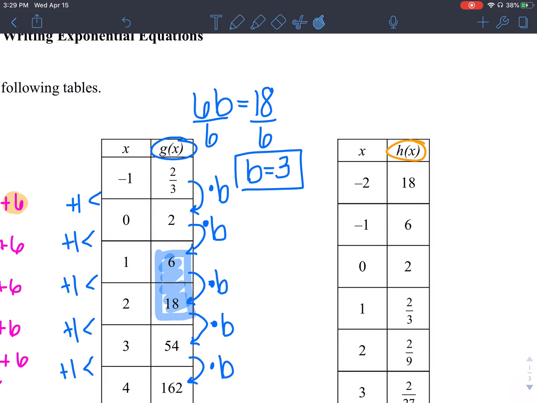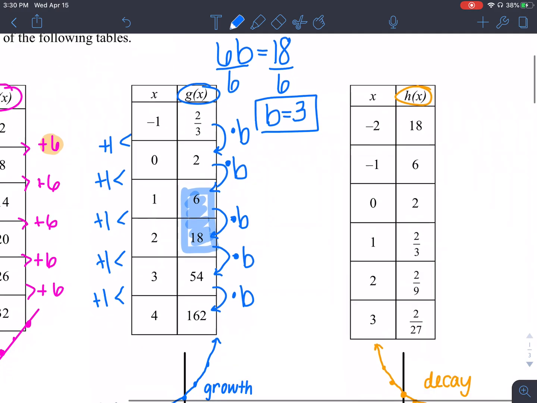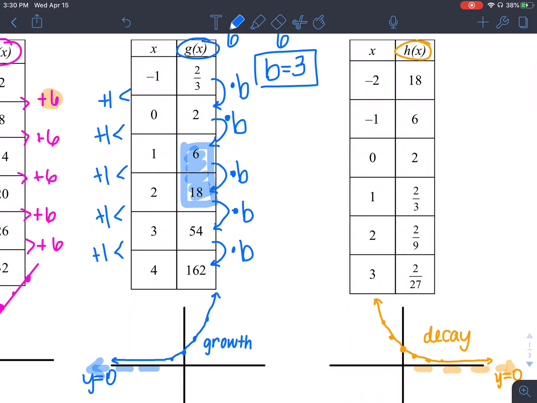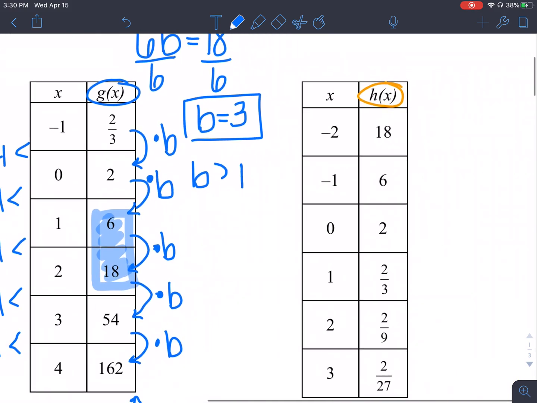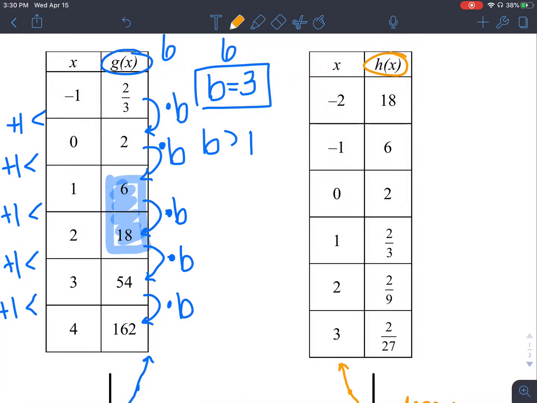And then I can confirm, since that works every time, times 3: 18 times 3 is 54, 54 times 3 is 162. I know that's my base, and now I can actually make sure it's a growth, because we know growth has that b value being greater than 1, and 3 is greater than 1.